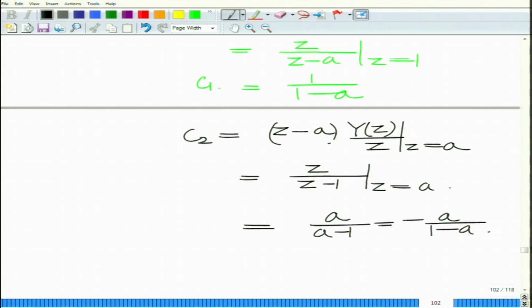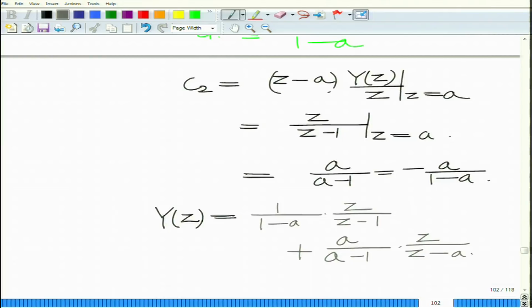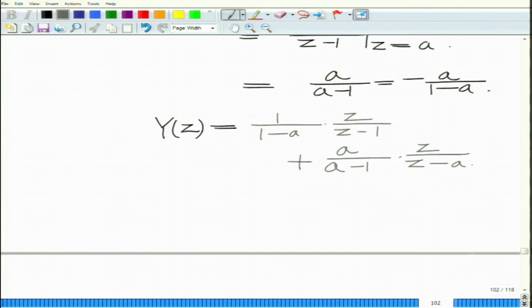Okay. And therefore, what we have is Y(z) equals, now C1 is 1 over 1 minus a. So this is 1 over 1 minus a times z over z minus 1, plus a over a minus 1 times z over z minus a. Now, one can take the inverse z transform, you get y[n] equals 1 over 1 minus a.